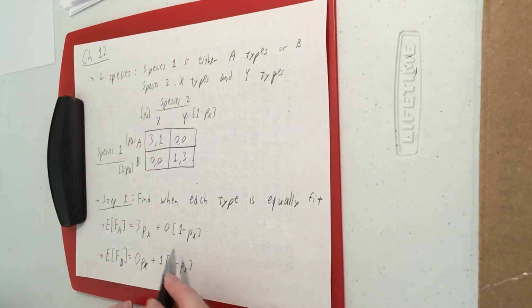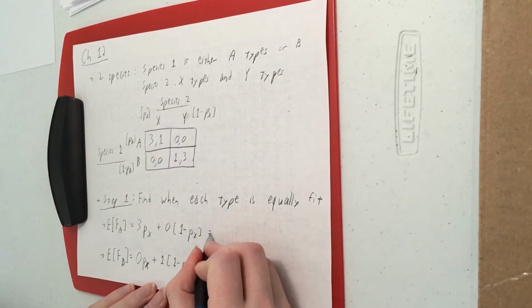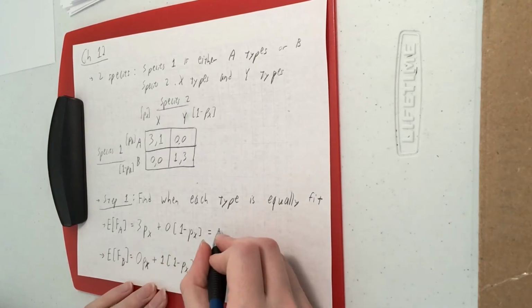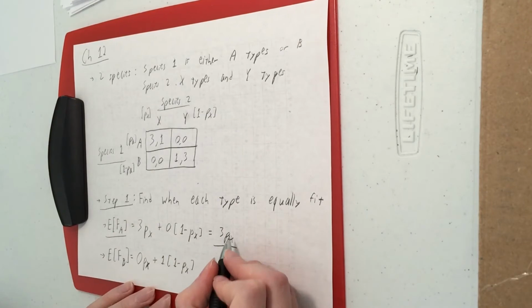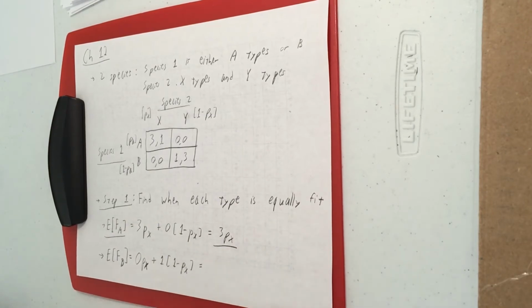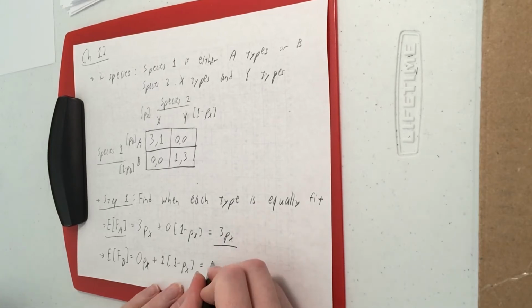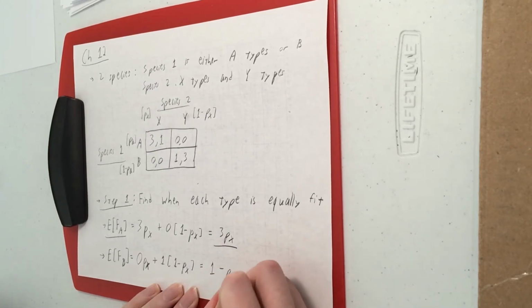Let's simplify. So that just goes away. 0 times 1 minus PX is 0, so we're left with 3PX. For this one down here, that goes away. We're left with 1 minus PX.